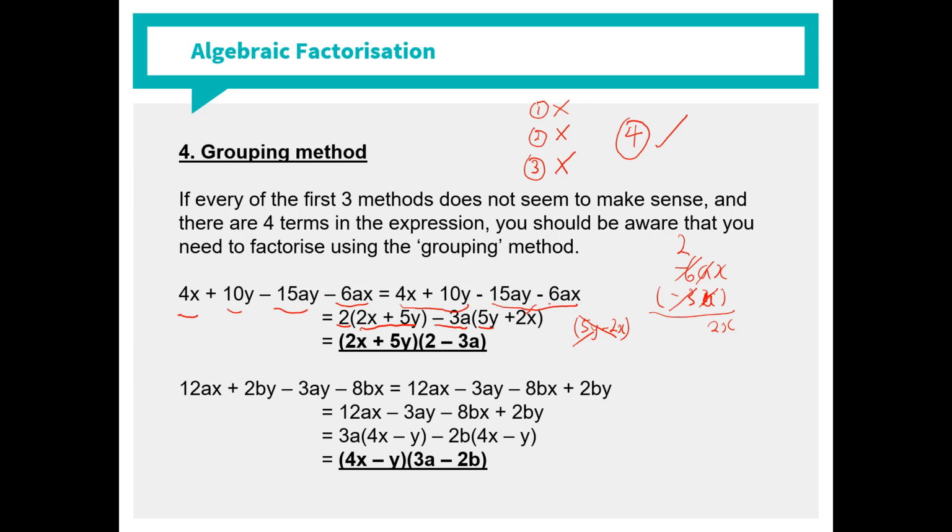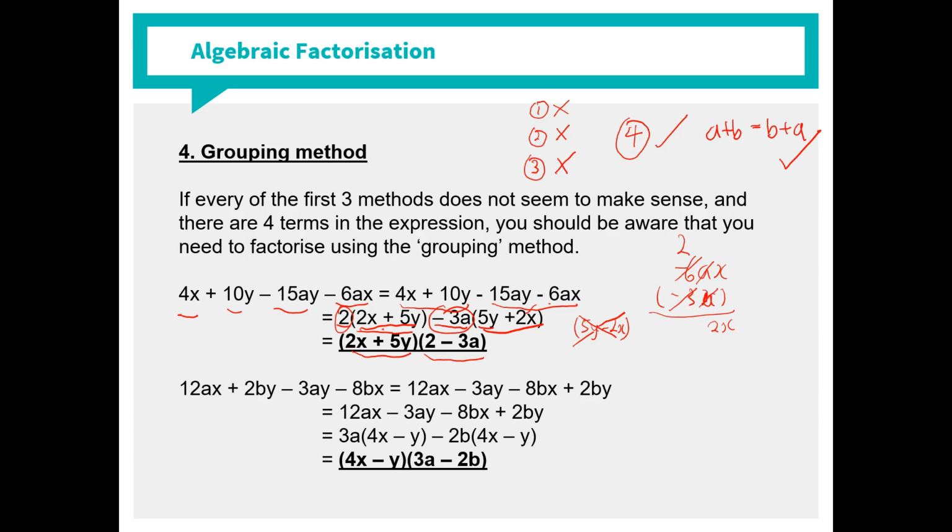Okay, so that being said, let's come back to the question. Notice that this is 2x plus 5y and this is 5y plus 2x. That's where I want to ask you a question: is a plus b equal to b plus a? Yes. So they are exactly the same. So I will bring them to the front. What is left behind is 2 and negative 3a. So the next bracket will be 2 minus 3a.